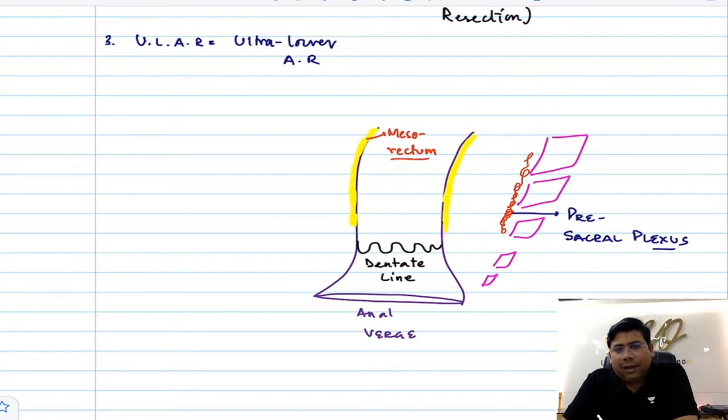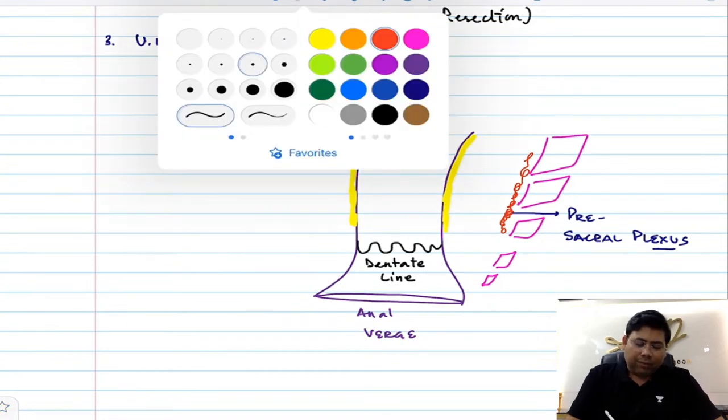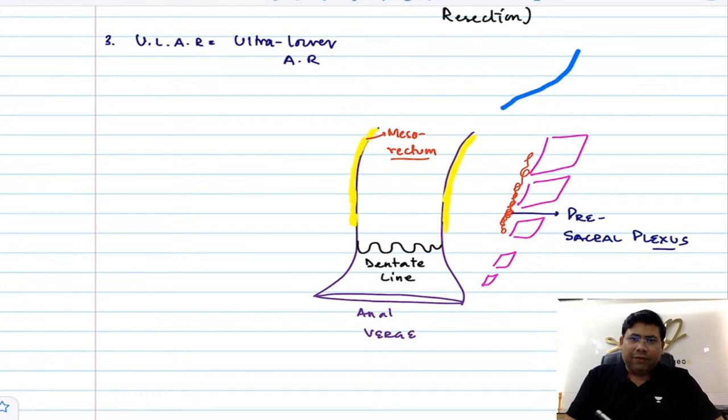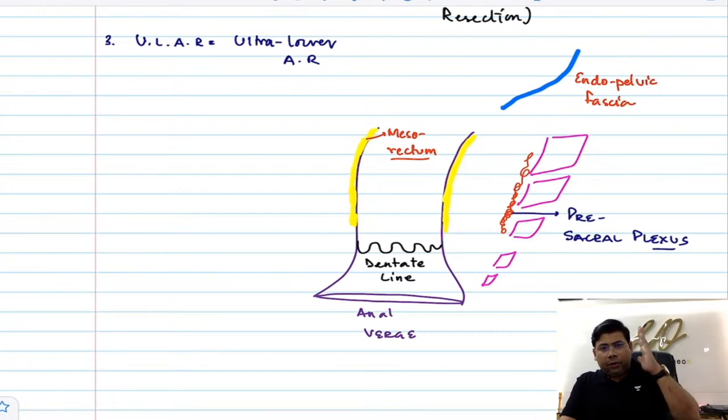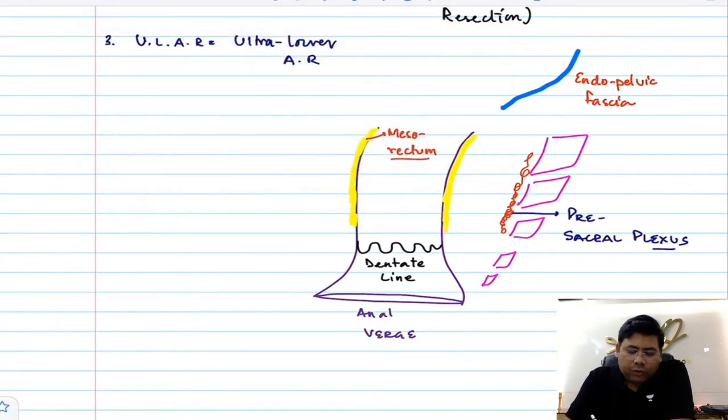So we have the dentate line, we have the anal verge, a lot of things we have studied. And then when we talk about the peritoneal linings from the abdomen, we have a classical lining which is known as the endopelvic fascia. When the endopelvic fascia goes towards the rectum, it gets bifurcated into two roots. One goes and covers the sacrum. This fascia is known as the presacral fascia, the posterior leaflet coming from the endopelvic fascia.